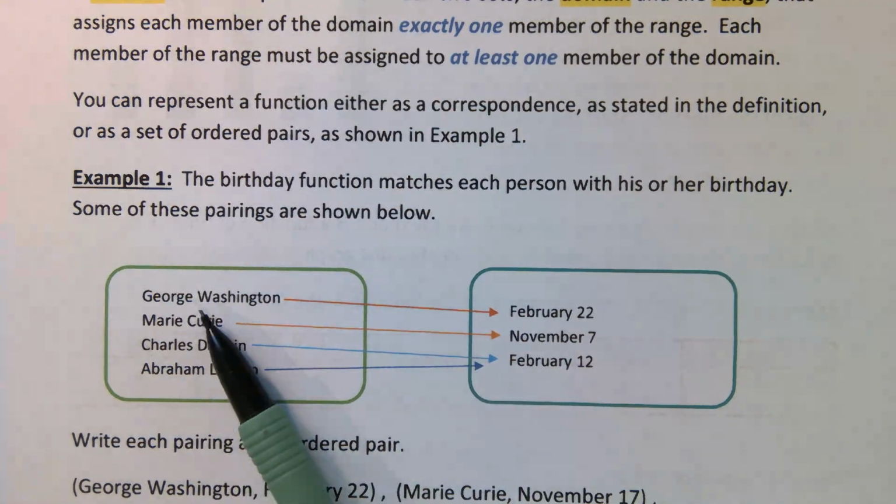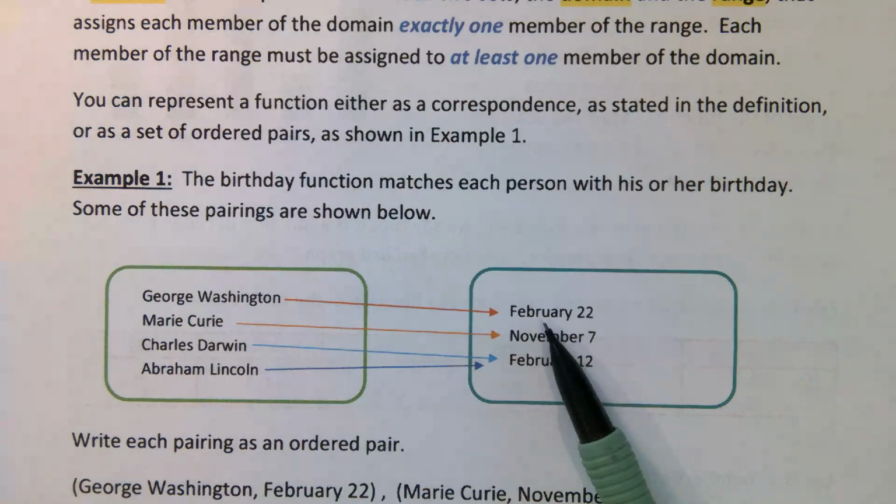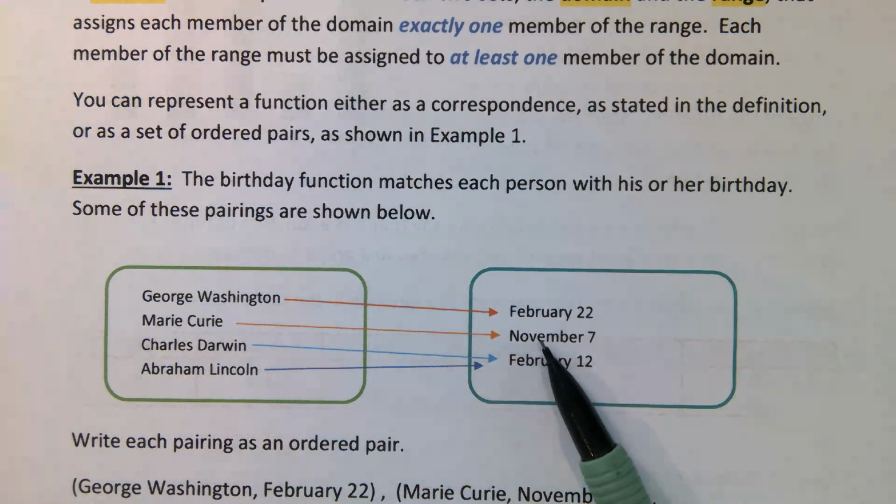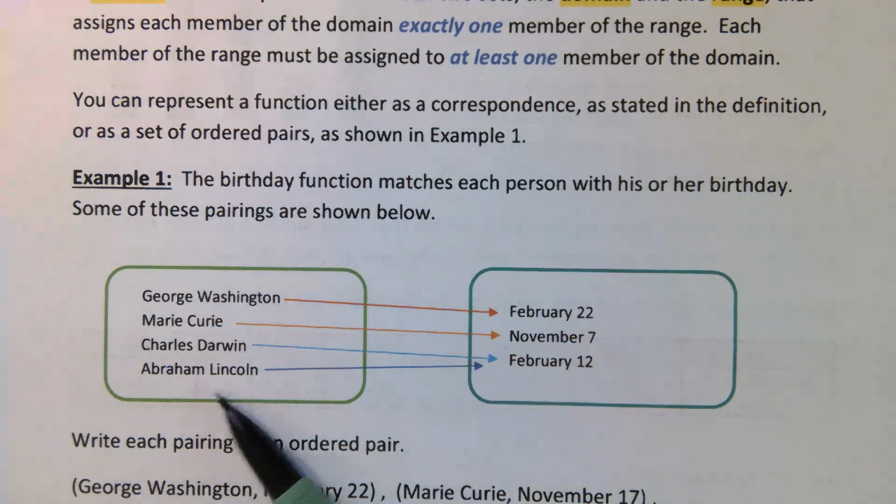Some of these pairings would be below. George Washington, his birthday is February 22nd. Marie Curie, hers is November 7th. Charles Darwin has a birthday of February 12th, as does Abraham Lincoln.